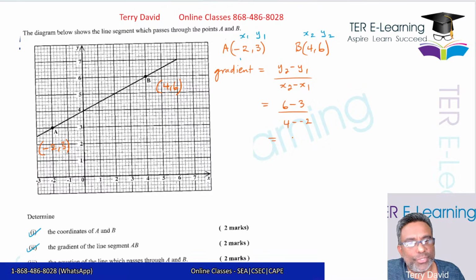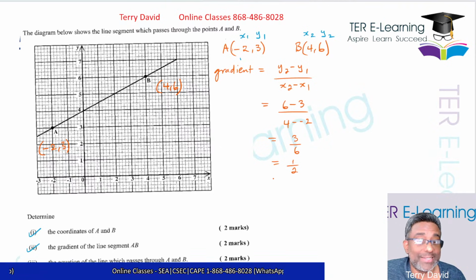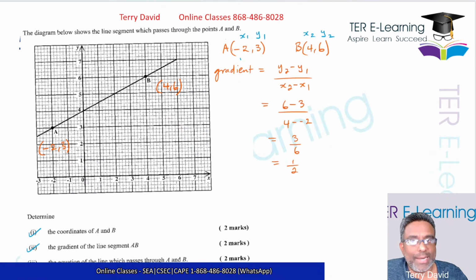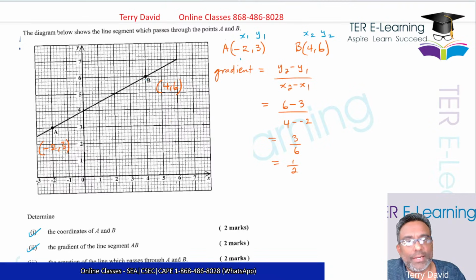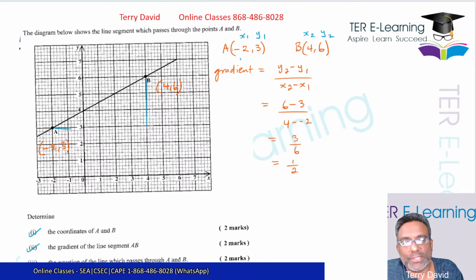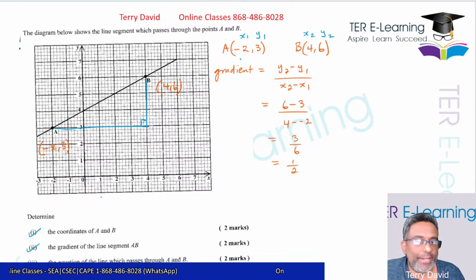So 6 minus 3 will give us 3. 4 minus -2 is the same as saying 4 plus 2. So that's 6. So this gradient here works out to be a half. All right, that's the gradient of the line segment AB. But I can do it the next way as well. Let's try to complete a right angle triangle using the points A and B. So if I were to do this, right, this is a right angle triangle here.